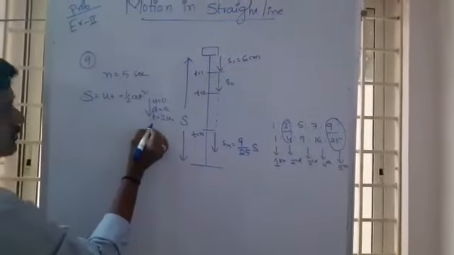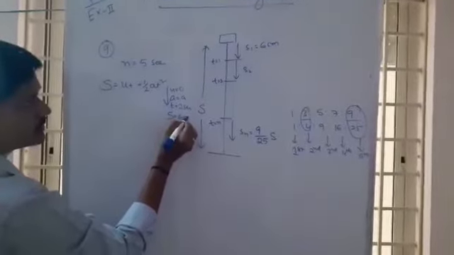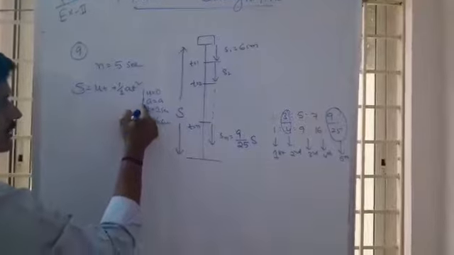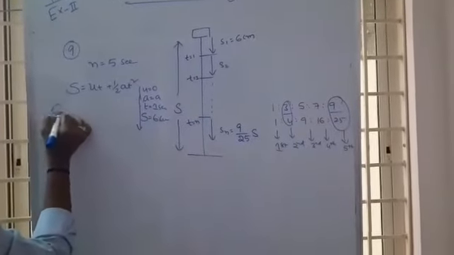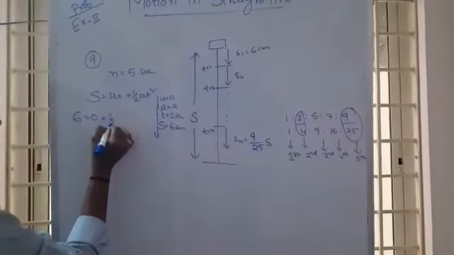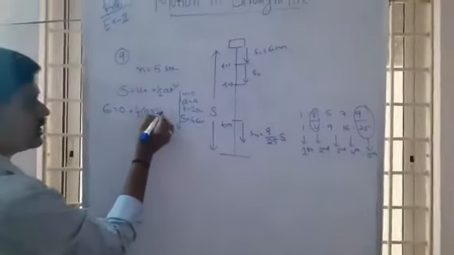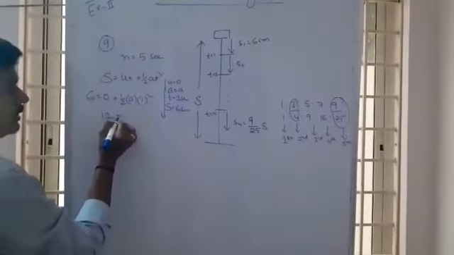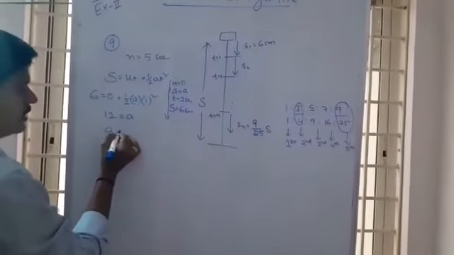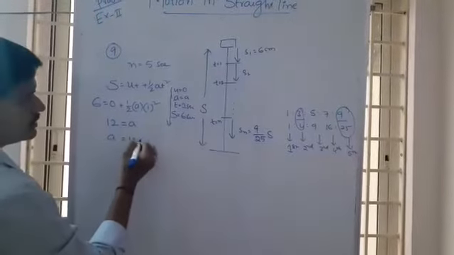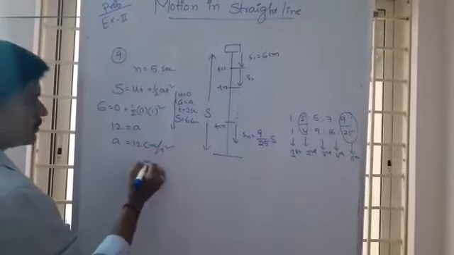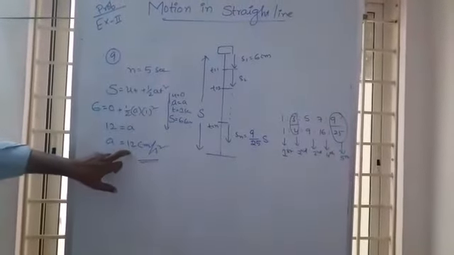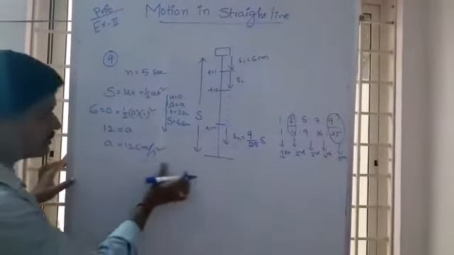Then s is equal to 6 centimeters. Now the acceleration of this particle we can determine. 6 is equal to 0 plus half into a into t value 1 square. Therefore 6 twos are 12, a value is 12 centimeter per second square. This is the acceleration of the particle. It is coming down with acceleration 12.